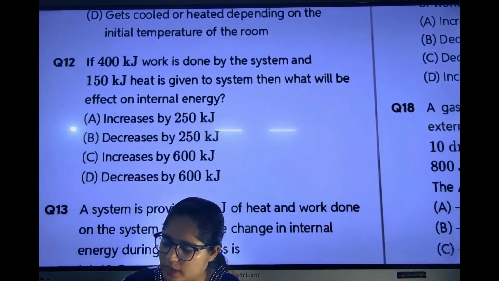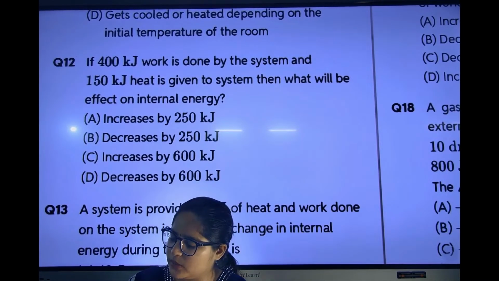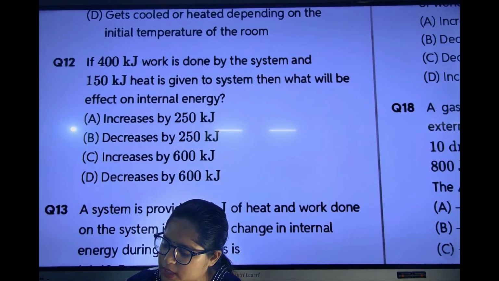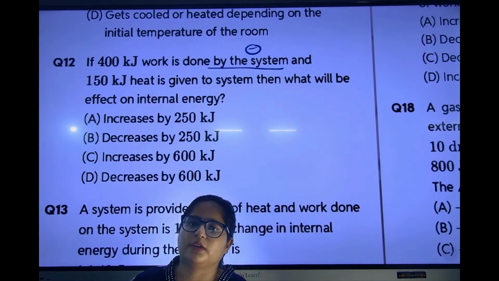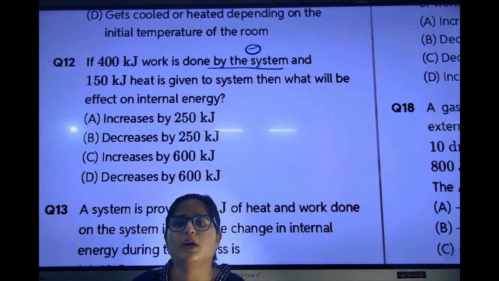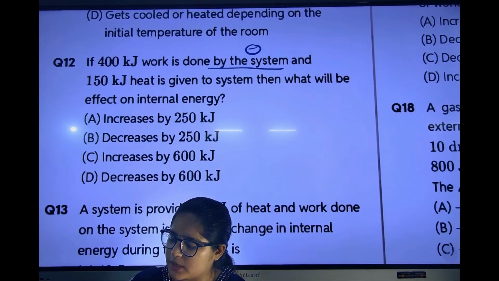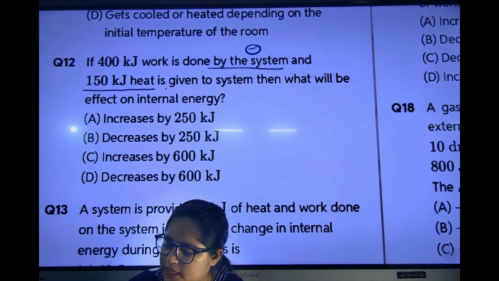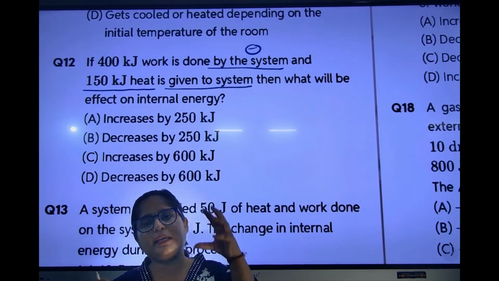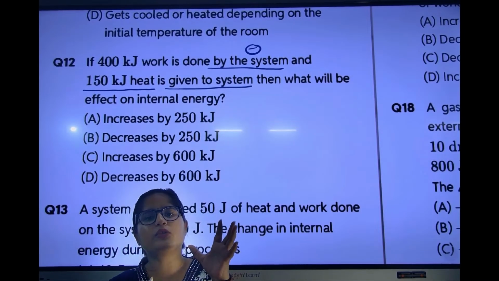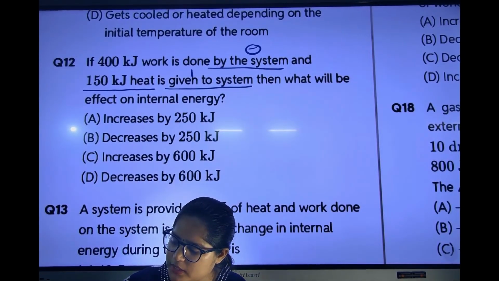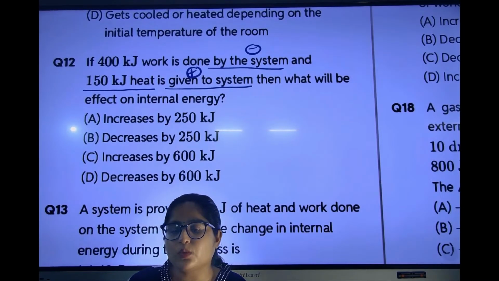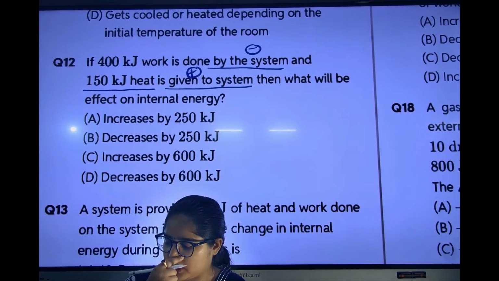Question number 12. If 400 kilojoule... options are also in kilojoule, so no need to convert. Let us check. If 400 kilojoule work is done by the system, it is negative; work done on the system is positive. Write down this as a star point. And 1 kilojoule heat is given to the system. When we give heat to the system, heat is increasing, so heat is positive. Heat given to the system is positive, and work done on the system is, oh sorry, positive. Okay.